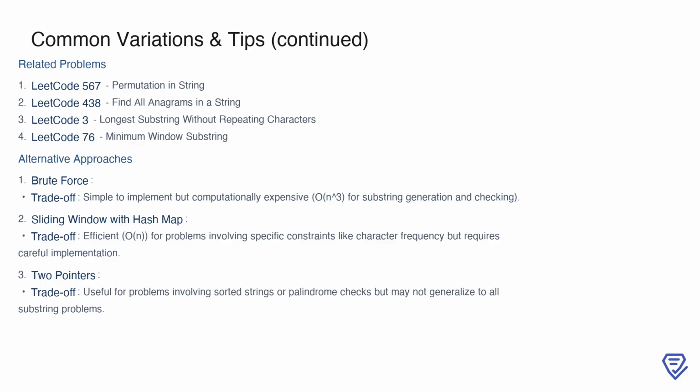When approaching these problems, there are multiple strategies to consider. A brute force approach is often the simplest to implement but comes with a steep computational cost, usually O(n³), for generating and checking substrings. On the other hand, a sliding window approach combined with a hash map offers much better efficiency, typically O(n), making it ideal for problems involving constraints like character frequencies. Lastly, two-pointers are another useful technique, particularly for tasks like handling sorted strings or checking palindromes, though this method might not work universally for all substring challenges.